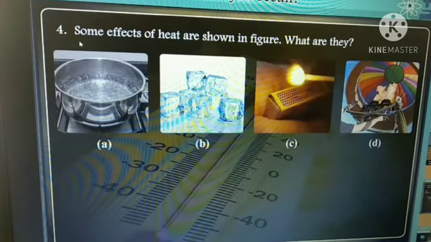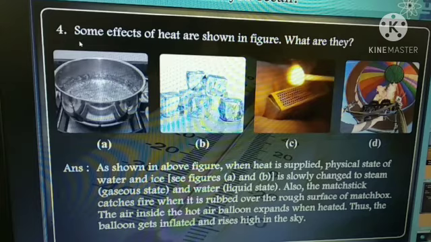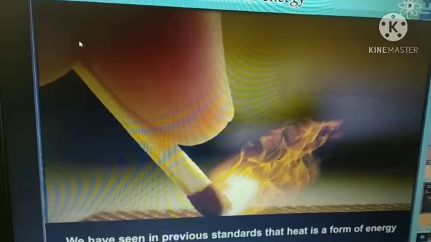Fourth, some effects of heat are shown in the figure. What are they? Answer: as shown in the above figure, when heat is supplied, the physical state of water and ice, see figures A and B, is slowly changed to steam, gaseous state, and water, liquid state. Also, the matchstick catches fire when it is rubbed over the rough surface of the matchbox. The air inside the hot air balloon expands when heated, thus the balloon gets inflated and rises high in the sky.